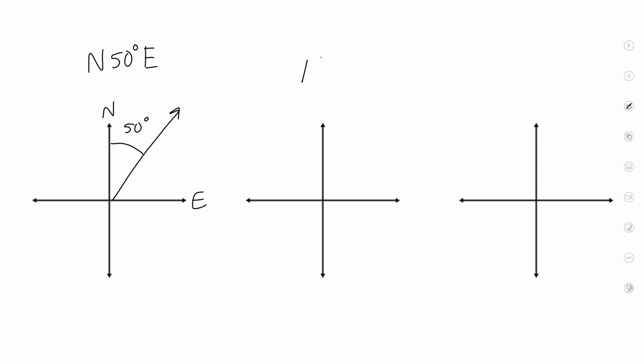If I say north, 70 degrees west, starting on the northern direction, I would go westward. So I would go this way, 70 degrees. That is the direction I would be going.